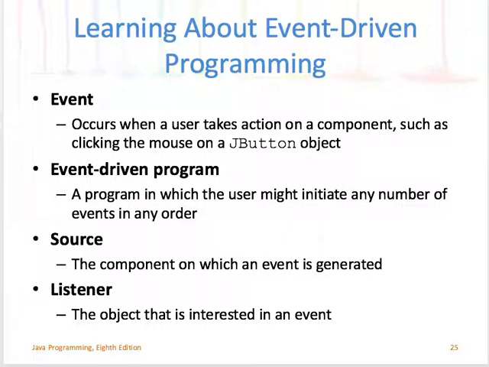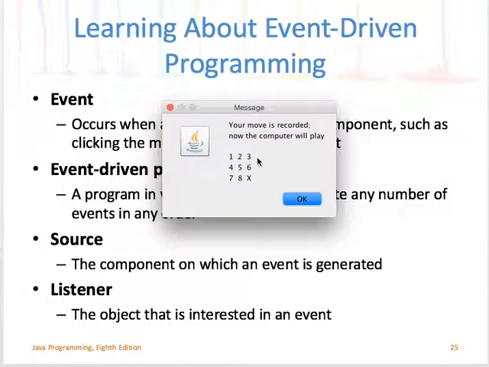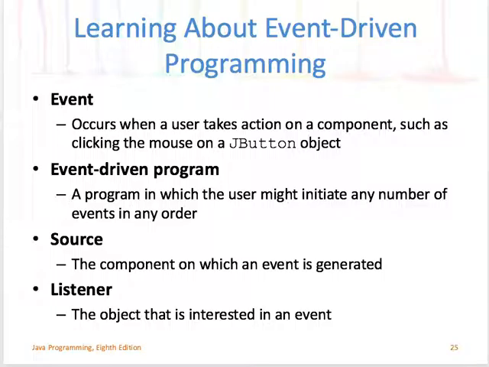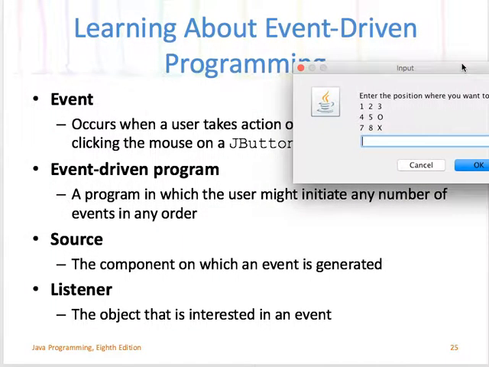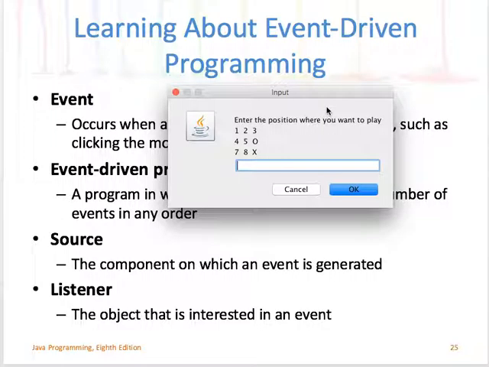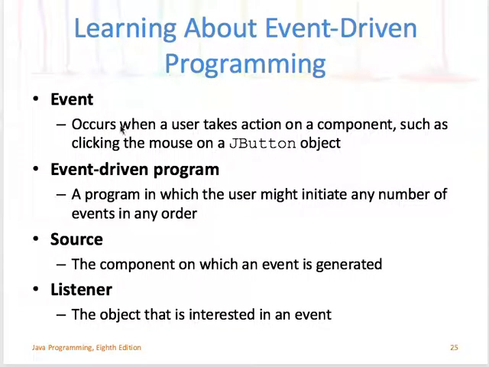And what happens is another event occurred. It says your move is recorded. Now the computer will play. So you see it gave me an X. I click OK. Guess what happens? Computer made a move. So it chose an O there. Next thing I need to do is click OK and choose the next move. So I'm competing against the computer. That is an example of an event.